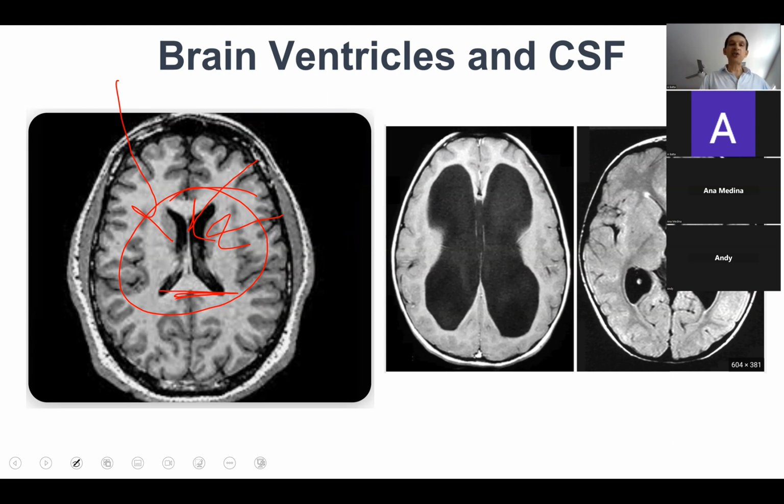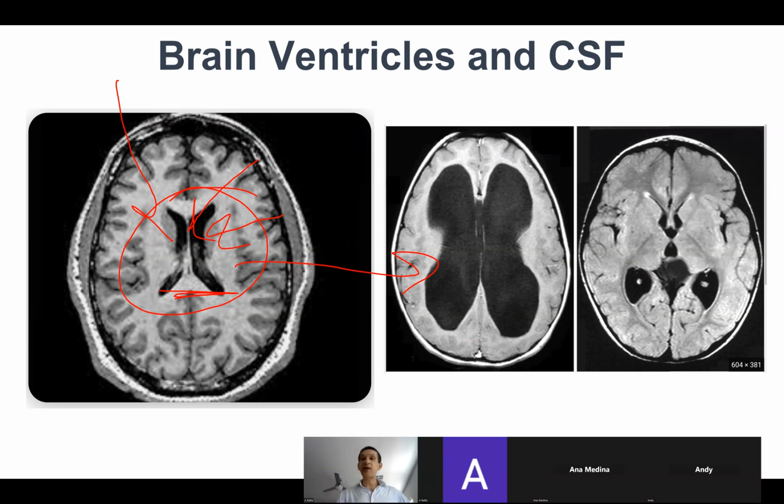The black H-like structure. Now, how about this? This looks like a huge butterfly, and that's not a good sign. That means that the brain water can no longer exit from the brain. It means that it's stuck in there, and the amount of water is collecting, and look how much water we have.